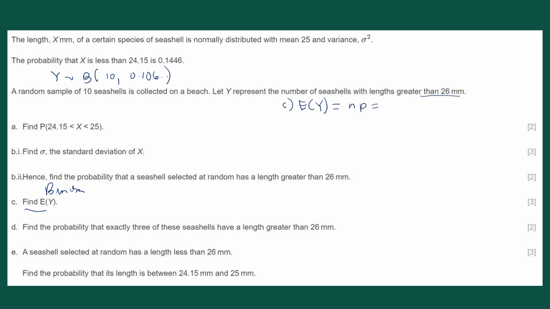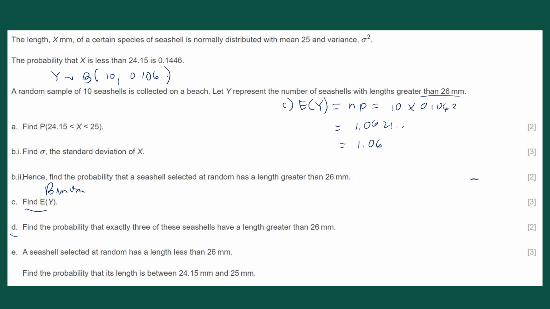So the expectation of y is np. Let's substitute the values for np: 10 times 0.1062, etc. This gives us 1.0621, etc. And in three significant figures, we have 1.06.